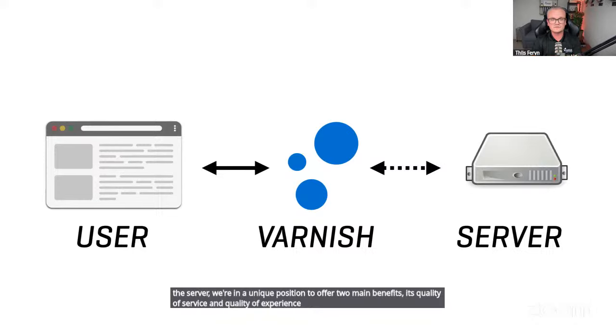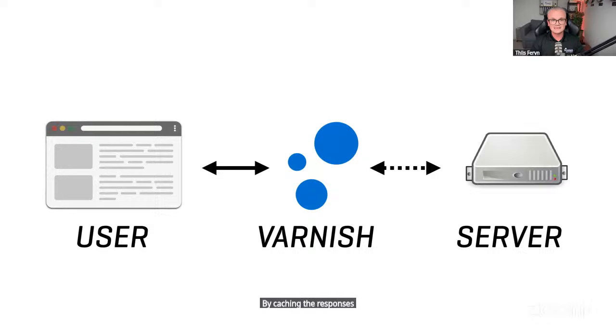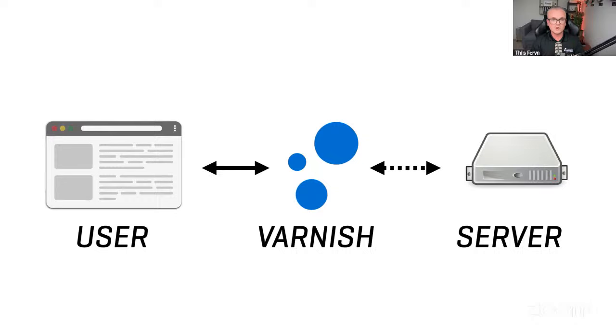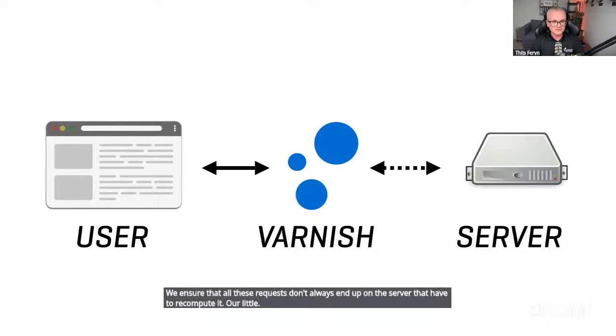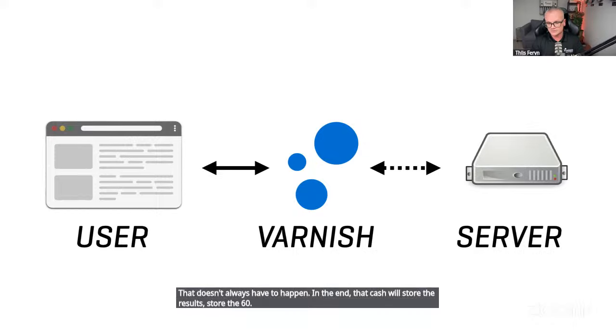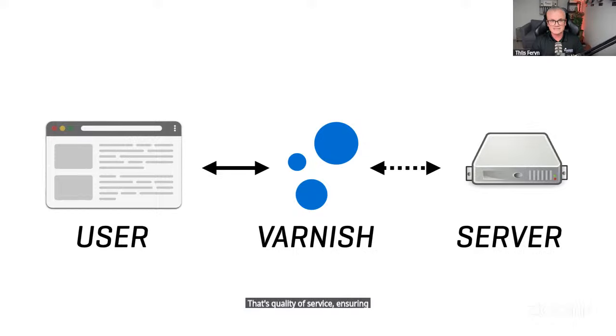Now, quality of service is simple. By caching the responses coming from the server and handling all the requests from the user, we're offloading the pressure from that server, hence the dotted lines, of course. We ensure that all these requests don't always end up on the server that has to recompute it. Our little party trick with Maria, the 5 times 3 times 4, that doesn't always have to happen. In the end, that cache will store the result, store the 60. That's quality of service, ensuring that the service is fast and stays up and running.